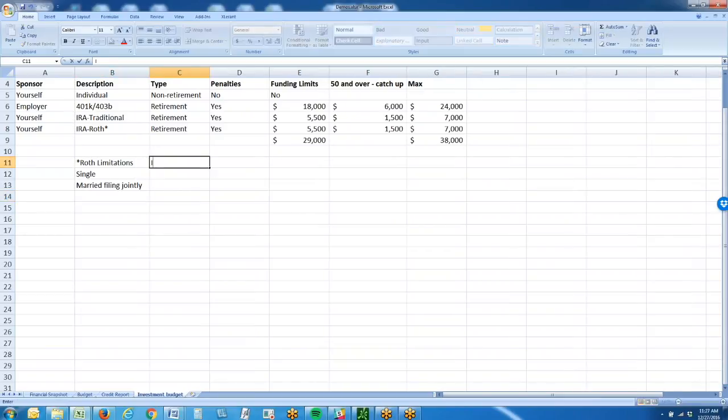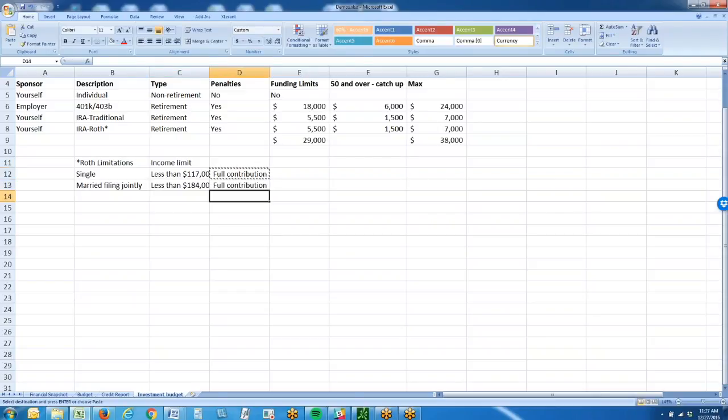But essentially, the income limit is, if you make less than $117,000, you can make the full contribution. So anything above that means there's a cutoff. For married filing jointly, it's less than $184,000. So if you're making less than $184,000, then again, you can make the full contribution as a married couple.